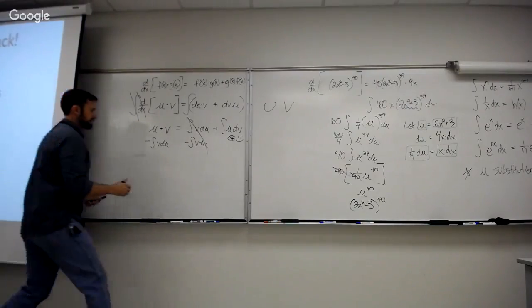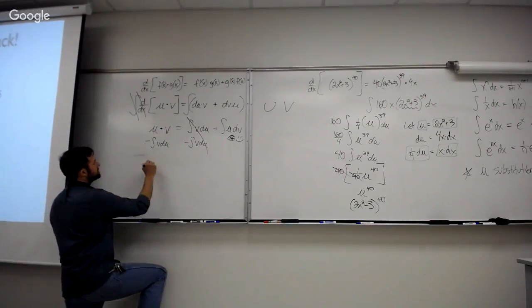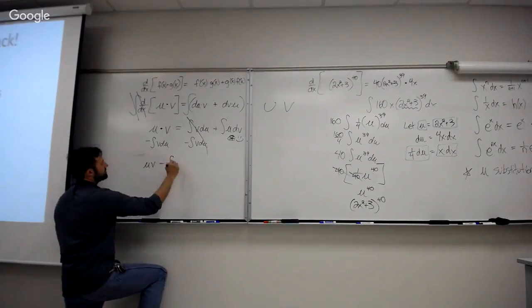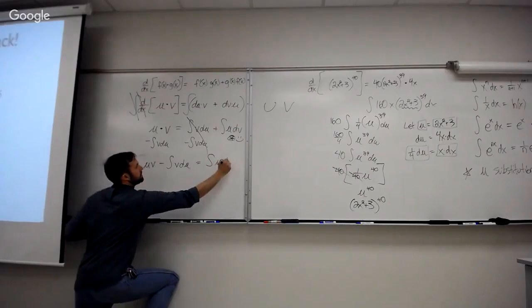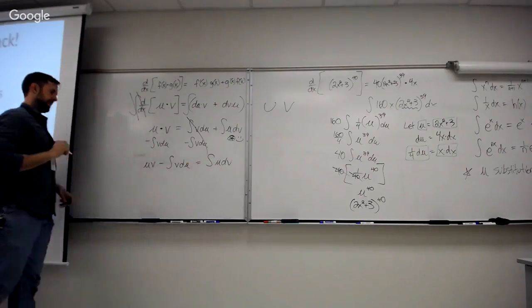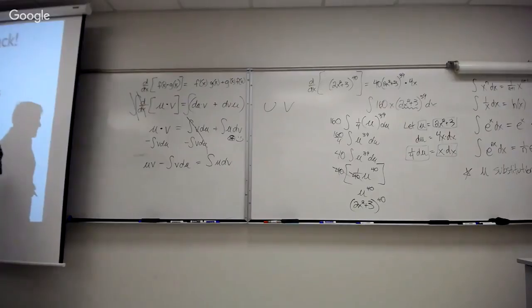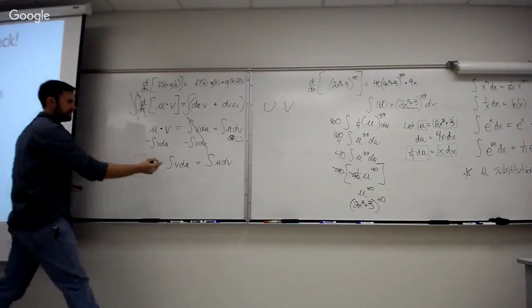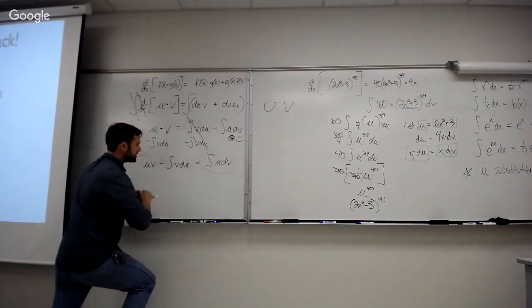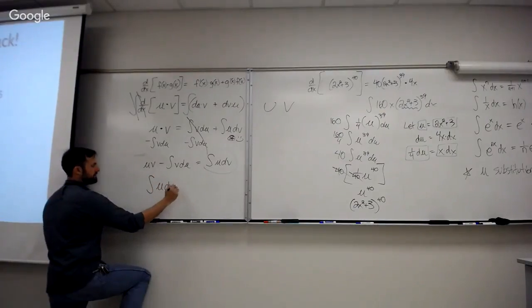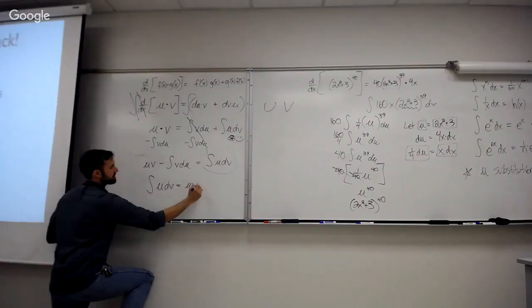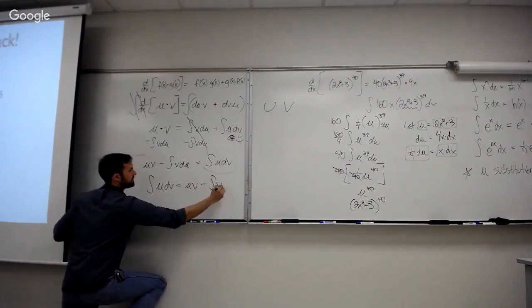And now algebraically what we have left is u times v minus the integral of v du is equal to the integral of u dv. And now let's write it forwards. So this is the item that we're actually interested in. So the formula is the integral of u dv is equal to uv minus the integral of v du.